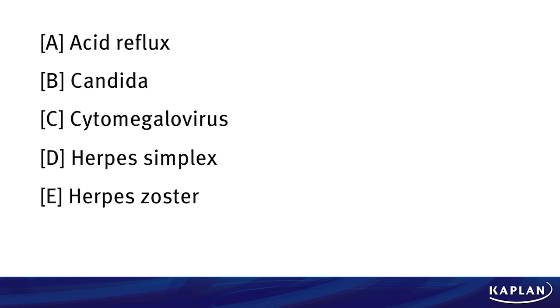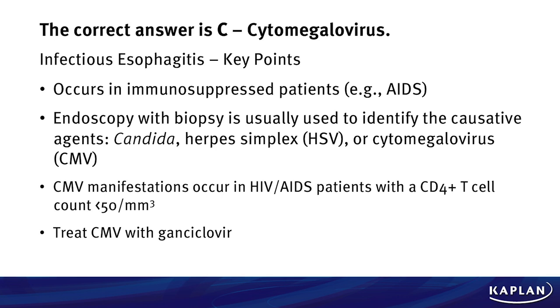Great. So the correct answer for this question is C, cytomegalovirus. So some key points. Infectious esophagitis, especially in these patients, occurs in people who are immunosuppressed. This person's got HIV, so they're immunosuppressed. That CD4 count is really low. Less than 50, you should be thinking about CMV. That's a big thing. CD4 count less than 50, think about CMV.